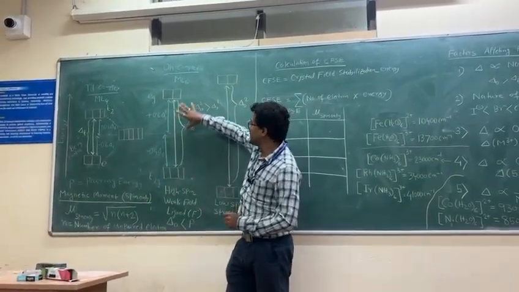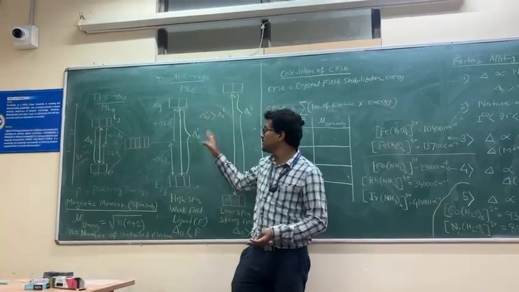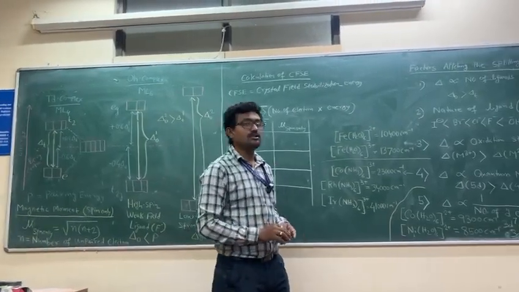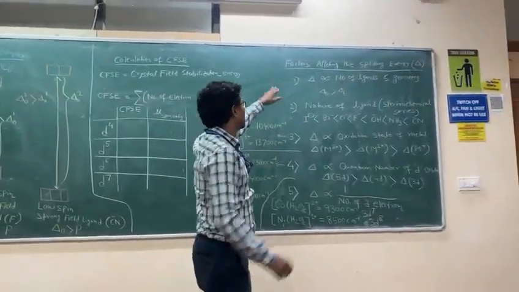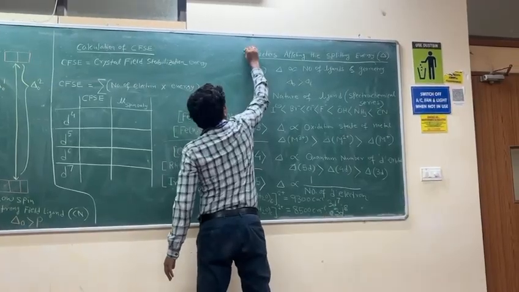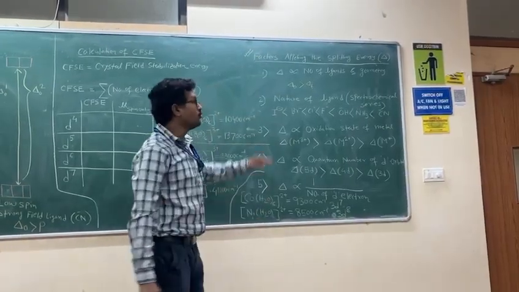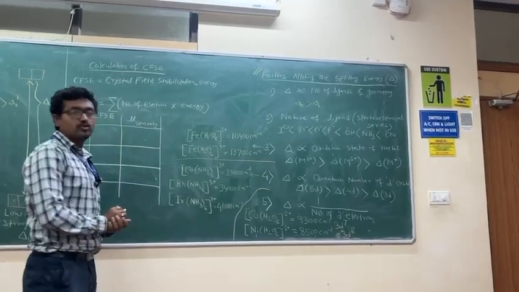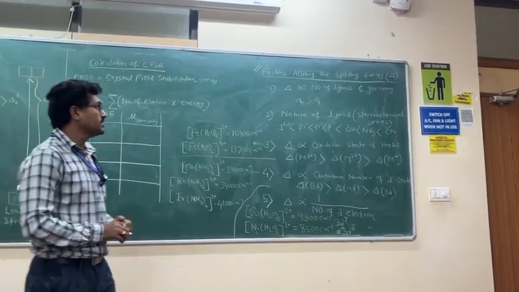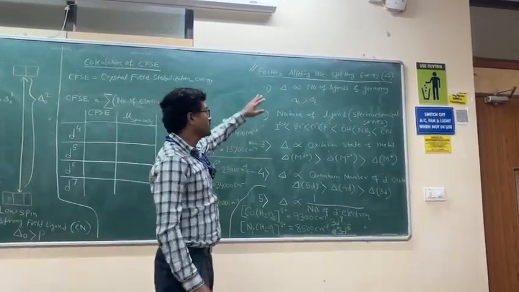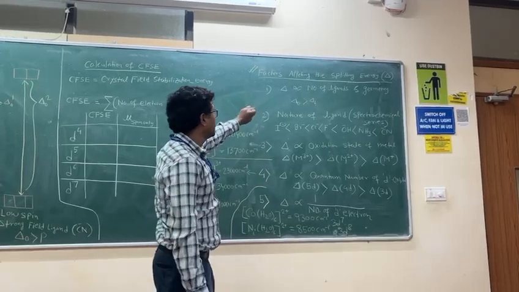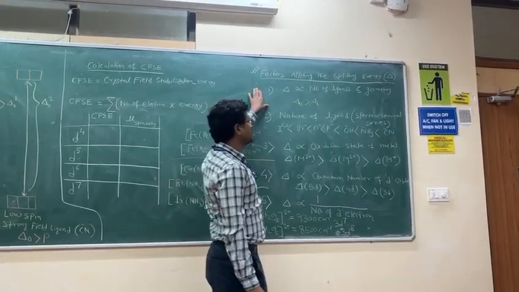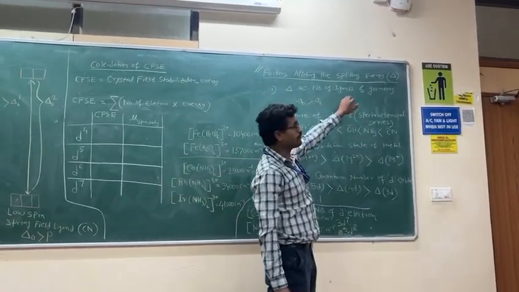Now, this splitting energy, which is called delta, depends on some factors. So today, first we will discuss the factors on which the splitting energy delta depends. Our first factor is the number of ligands and geometry.